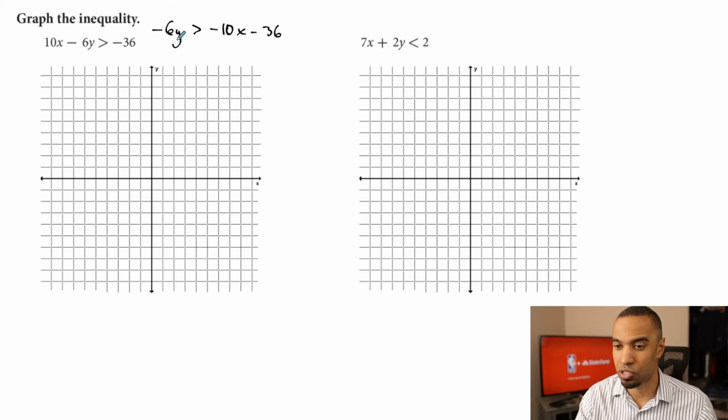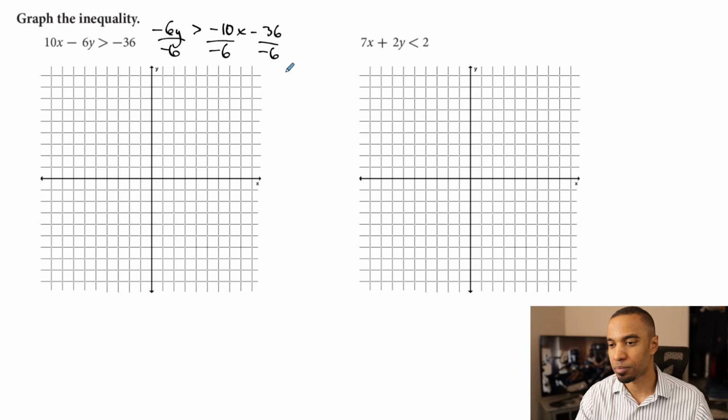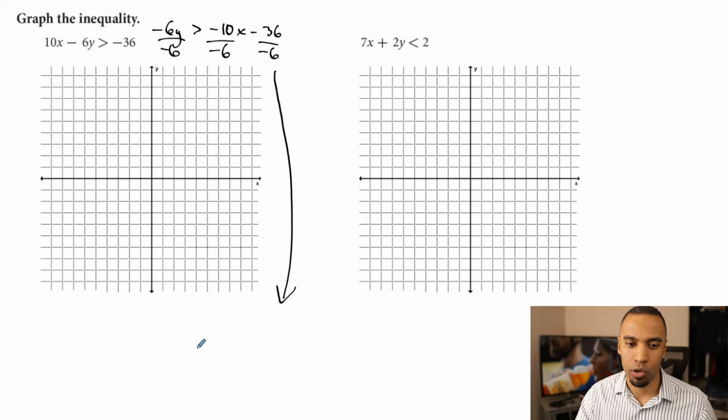Divide everything by negative 6. Negative 6, negative 6, negative 6. Again, dividing by a negative, flip the inequality. At some point, you're going to mess up by not flipping that inequality.